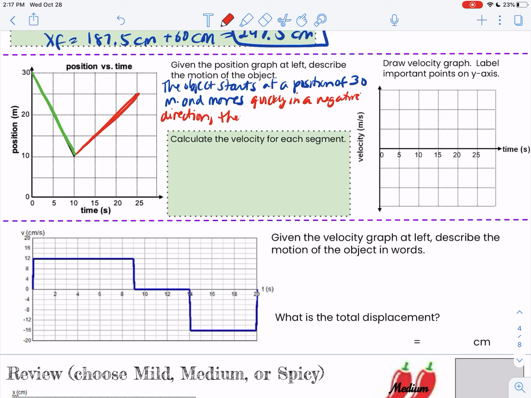Okay, then slowly in a positive direction. I hope this all fits here. It's tight. Okay, all right, and you can add extra stuff like the velocity and whatever you want to do like that, but you don't have to.